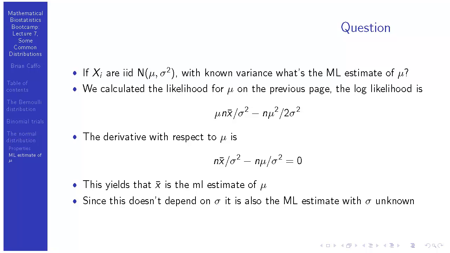Let's ask ourselves, what's the ML estimate for mu when sigma squared is known?